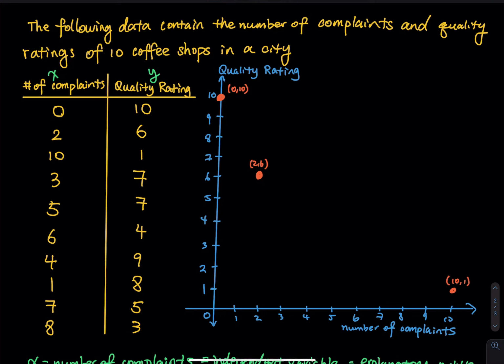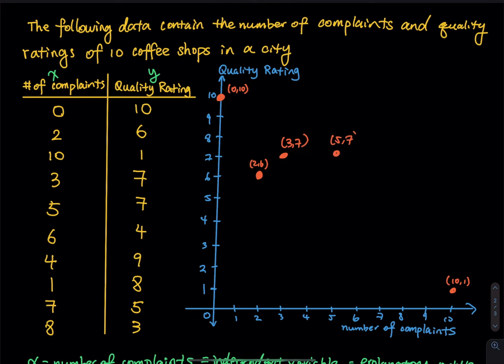And then the next shop, X is equal to 3, or complaint is equal to 3. So complaint is equal to 3, and then quality rating is equal to 7. So that is around there. So this is another coffee shop, 3, 7. And then the next one, complaint is equal to 5, rating is equal to 7. So complaint is equal to 5, starting right here, and then you go up to 7. So that is 5, 7.